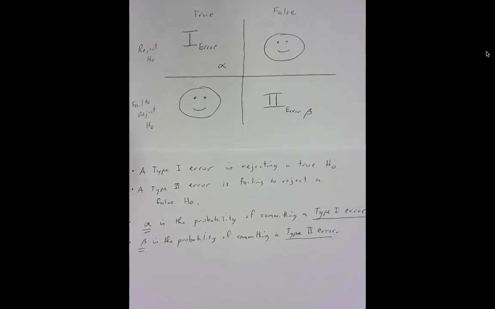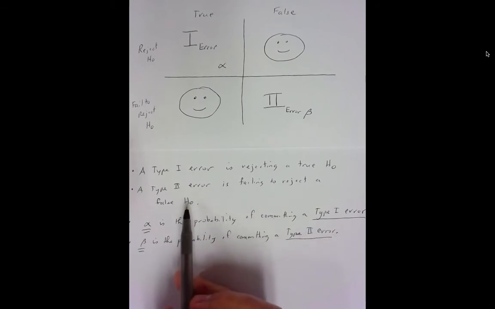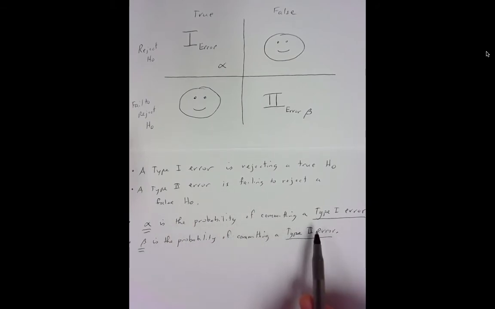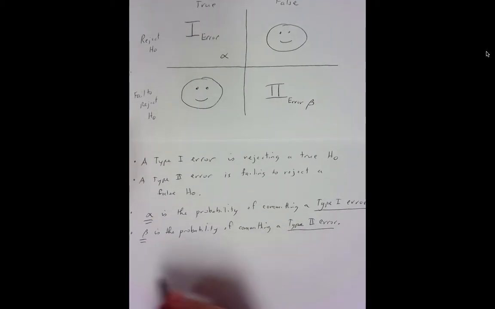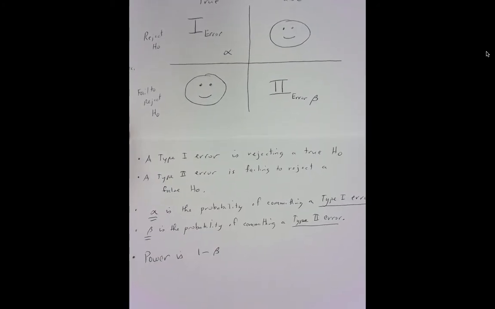So a type 1 error is rejecting a true null. Type 2 error is failing to reject a false null. And alpha is the probability of committing a type 1 error. Beta is the probability of committing a type 2 error. Guys, very important here. Power is 1 minus beta.